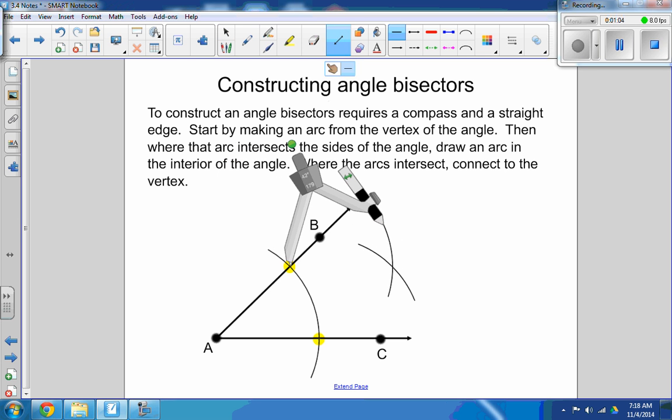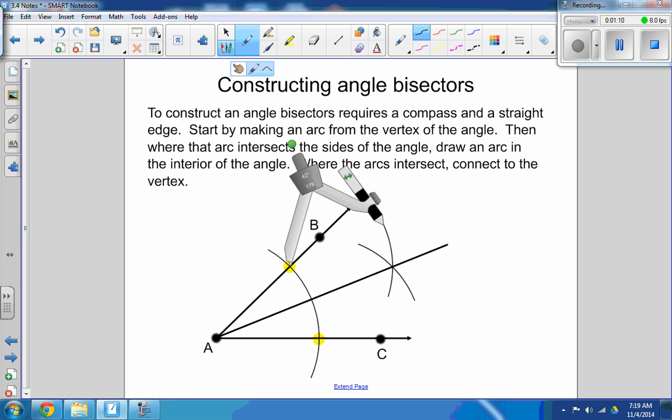Now I'm going to connect from the vertex to where those two arcs intersect each other, and what we've created is an angle bisector that cuts that into two congruent angles.